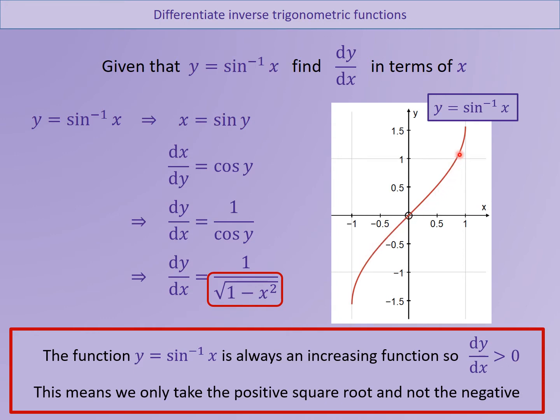It's always positive. So the gradient line is always positive. It's never pointing downwards, which is the reason why you only take the positive square root. You can ignore the negative. So in the case of sine to the minus 1, it's always positive, so therefore we can just take the positive square root of it. We don't need to worry about the negative at all.